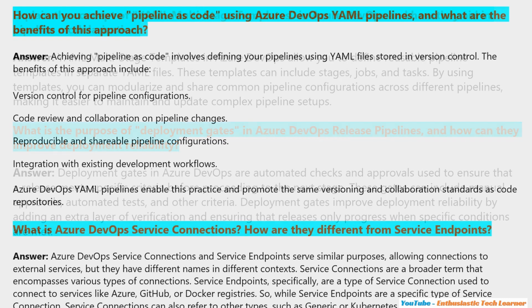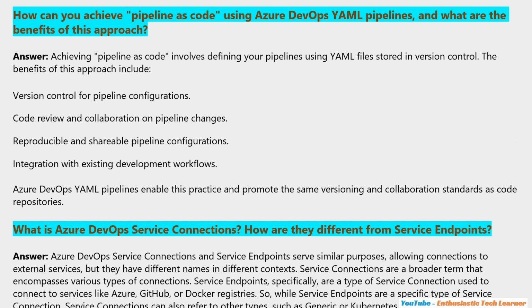How can you achieve pipeline as code using Azure DevOps YAML pipelines, and what are the benefits of this approach? Answer: Achieving pipeline as code involves defining your pipelines using YAML files stored in version control. The benefits of this approach include version control for pipeline configurations, code review and collaboration on pipeline changes, reproducible and shareable pipeline configurations, and integration with existing development workflows. Azure DevOps YAML pipelines enable this practice and promote the same versioning and collaboration standards as code repositories.